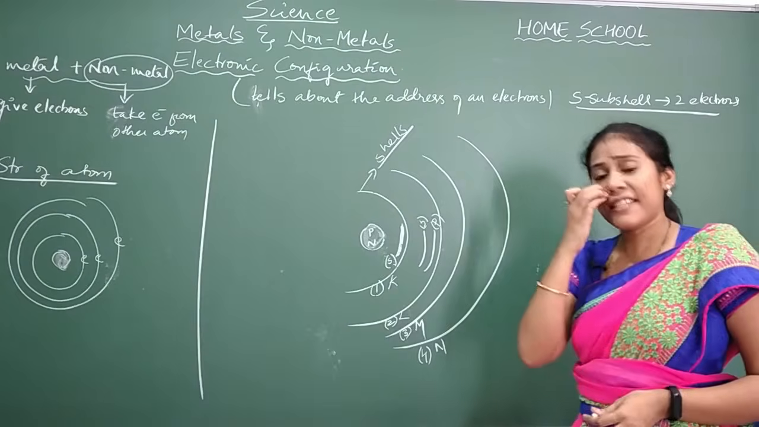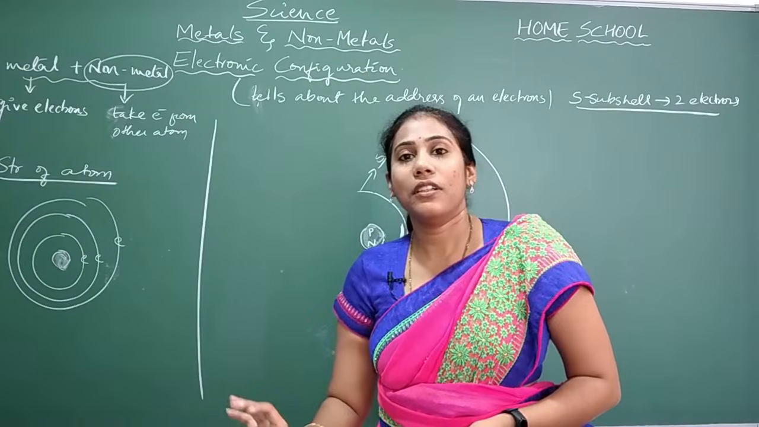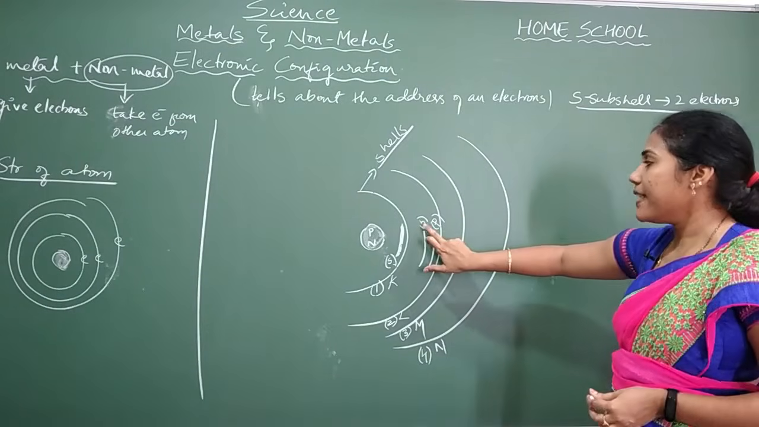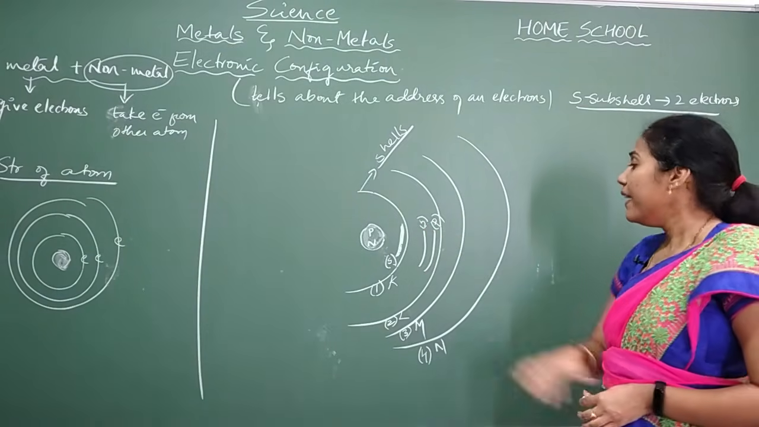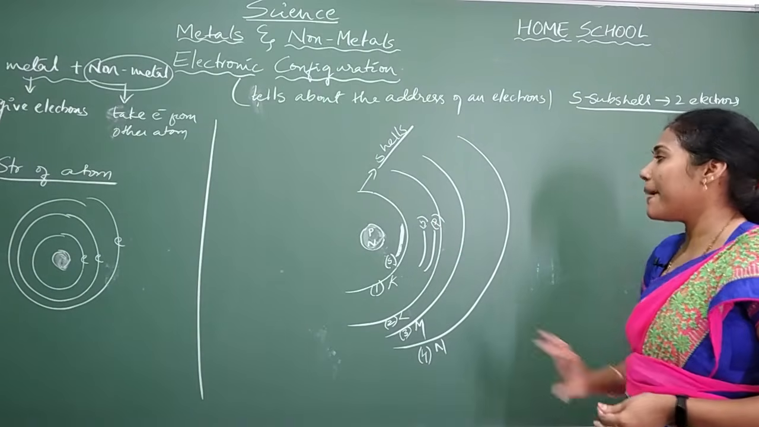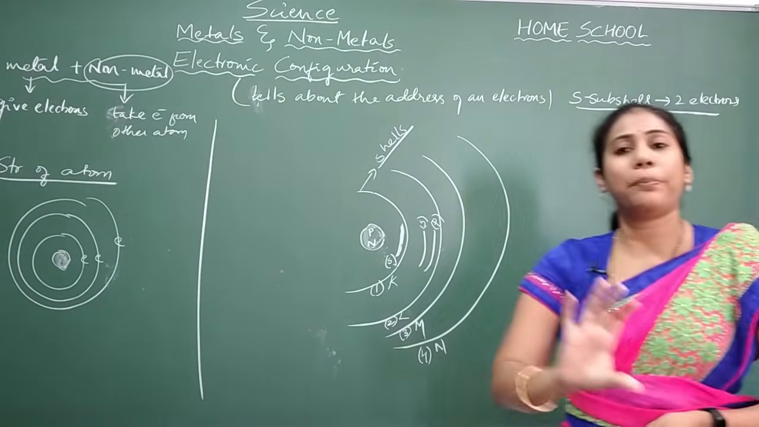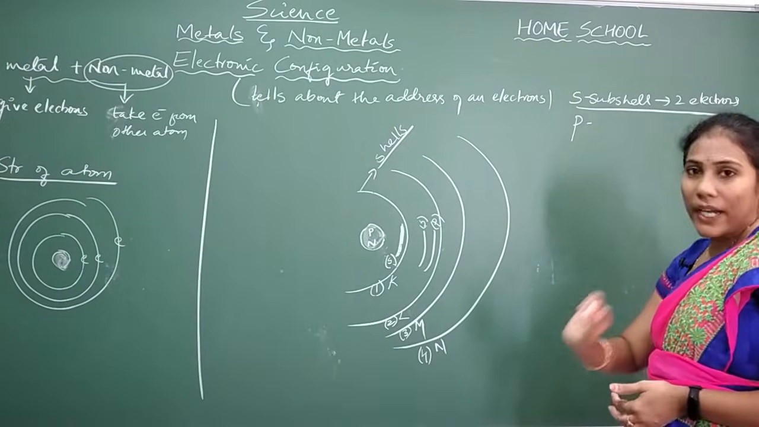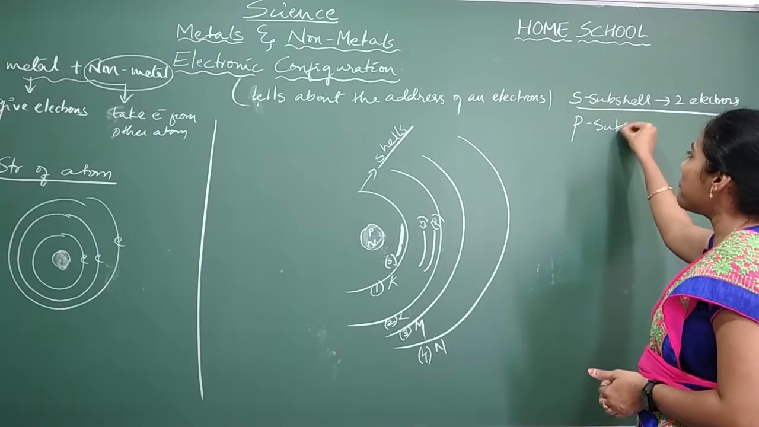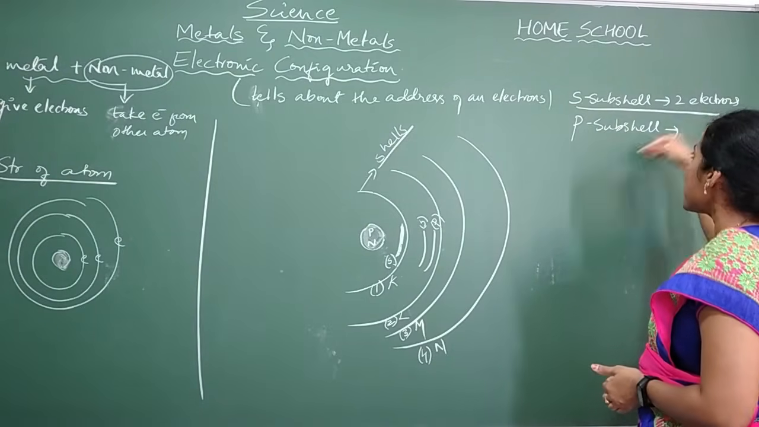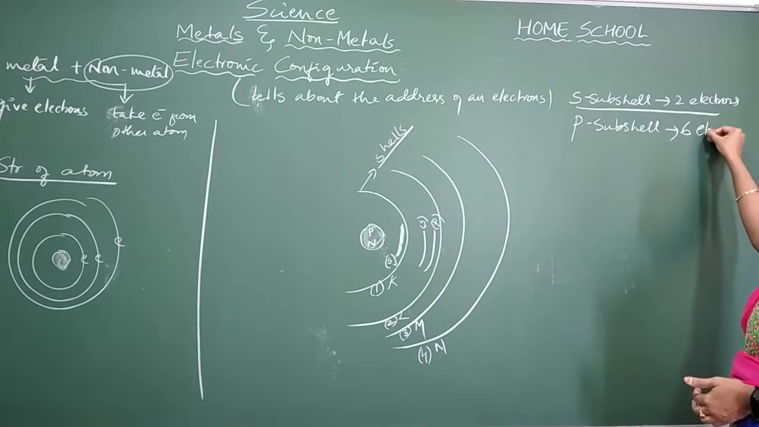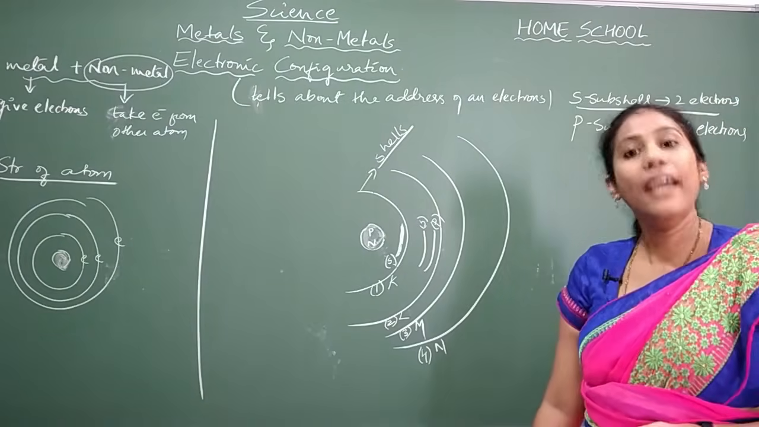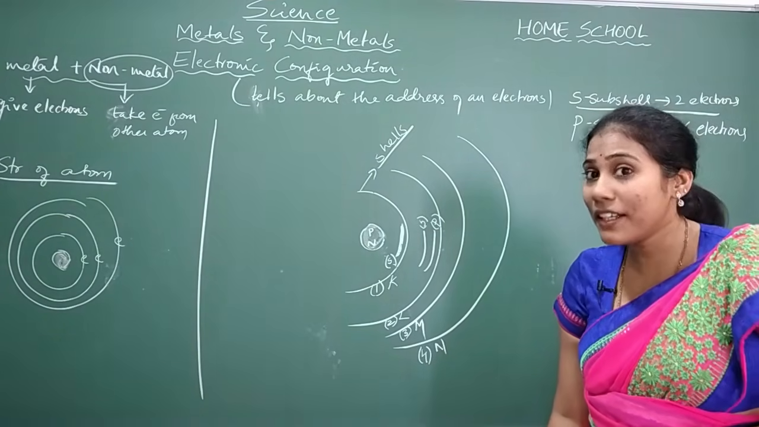Okay. The next taluk is a quite bigger taluk. Okay, it is having two colonies. So what is the name of the colonies? S colony, P colony. Okay, now we know S colony's capacity is only two electrons. Okay, but P colony is quite big, that is P subshell. P subshell is quite big. It can have a capacity of accommodating 6 electrons. Okay, 6 electrons. Clear everybody?